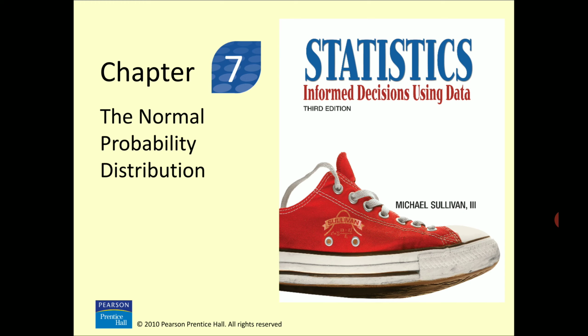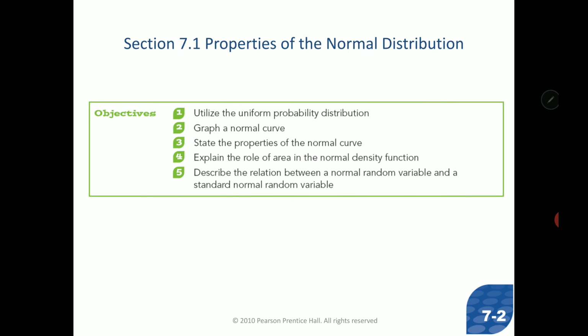Now, chapter 7 has 5 sections. We're only going to do the first 3. The first section is properties of the normal distribution. We're going to look at the uniform probability distribution, not so much, it's just something we'll talk about. We're going to look at how to graph a normal curve, state the properties of a normal curve, and explain the role of area and the normal density function, and describe the relationship between a normal random variable and the standard normal random variable. So a bit to do for this first section.